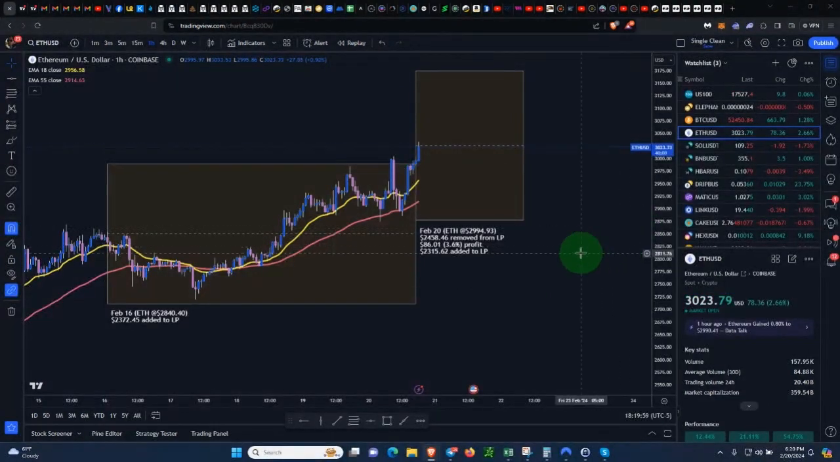I forgot to mention, I just updated my little notes here. So just for posterity, I made about 3.6%, $86.01 on that liquidity position. And then I re-added $2,315.62 worth of capital back into the liquidity pool with this new range. So let's see how this goes.